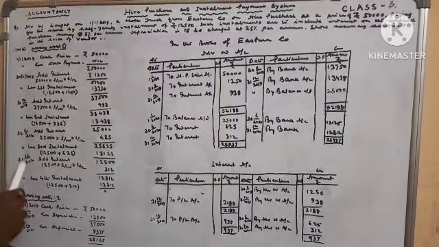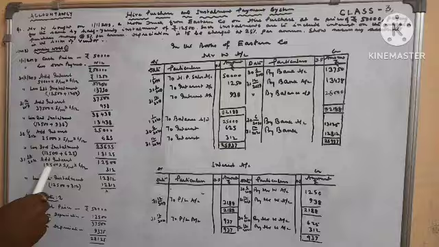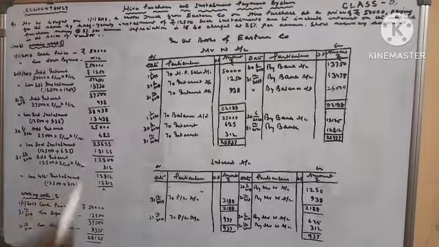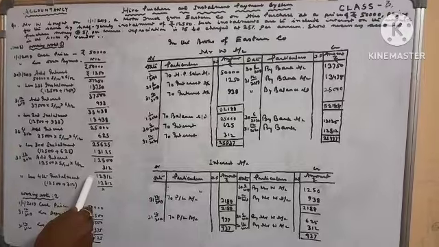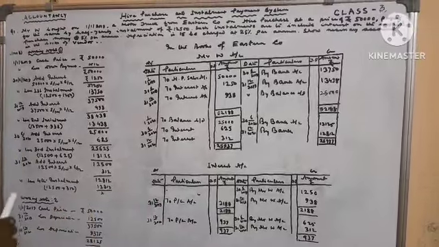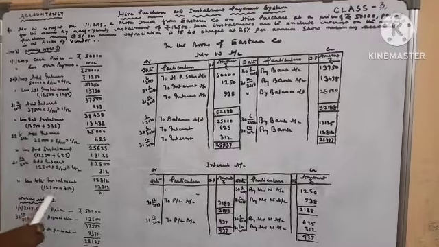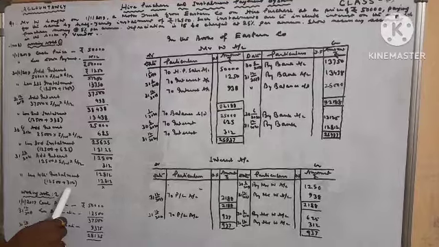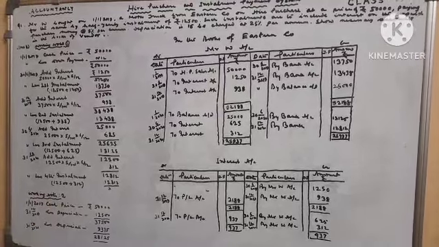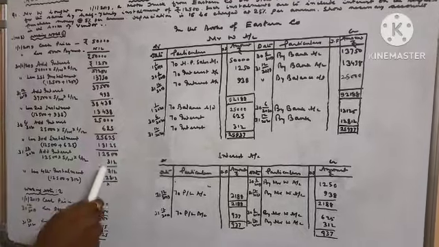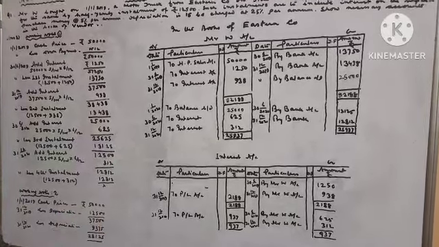On 31/12/2020, again add interest on 12,500, 5/100 into 6/12, that is 312. So the total amount, after adding interest, will be 12,812. Less fourth installment on 31/12/2020, 12,500 plus the interest amount 312, that is 12,812. After deducting the fourth installment, the balance will be nil.